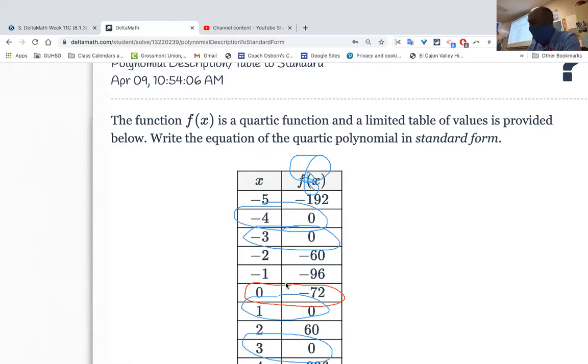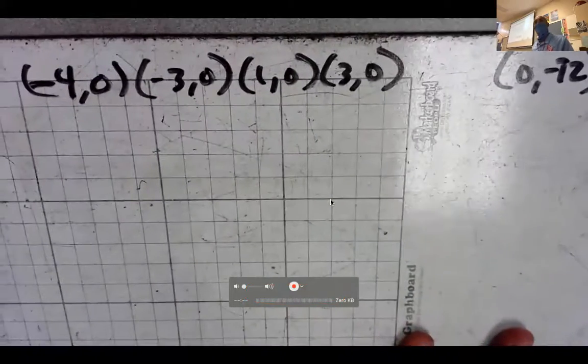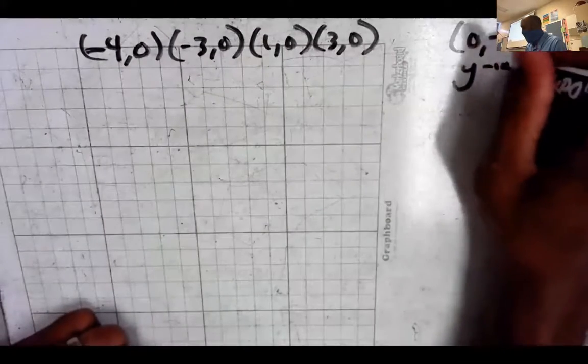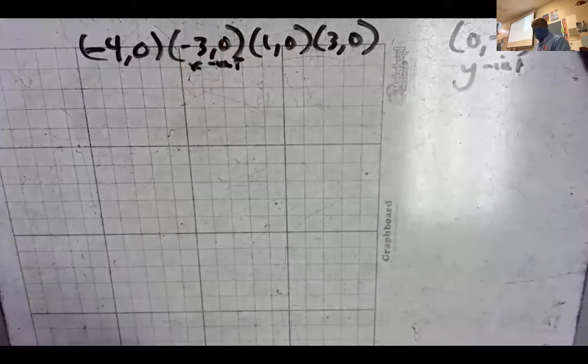So let me write those out. So -4, 0, -3, 0, 1, 0, and 3, 0, and then a y-intercept of 0, -72. All right, so let's flip over here. Let me clear that out of the way. Zoom out a little bit so you can see the whole board. All right, so again, that's the y-intercept. And these are the x-intercepts.